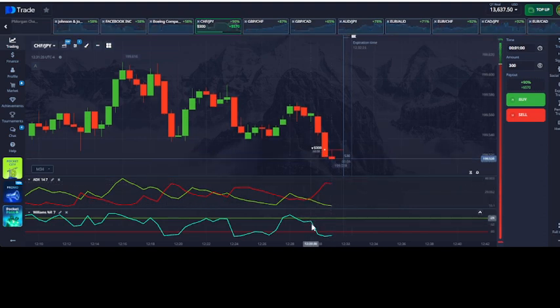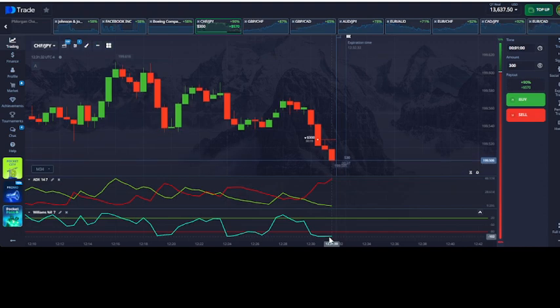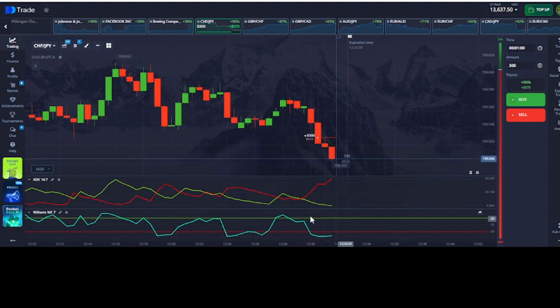Secondly here, the Williams percent R line crosses below the minus 80 line. So this tells me the strength of the trend is still strong here, the bearish trend. So let's monitor this trade and wait for the expiration.